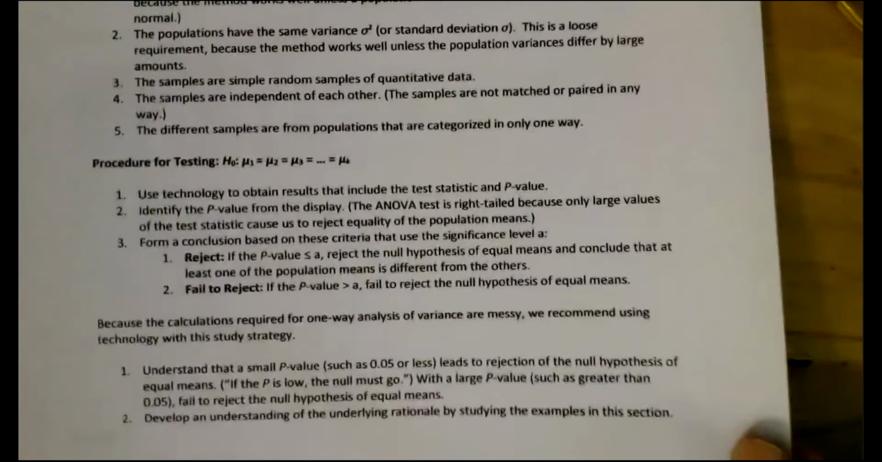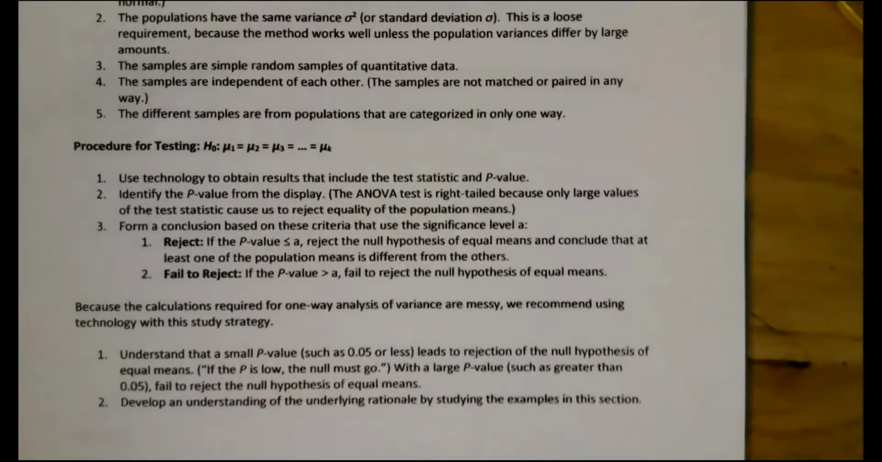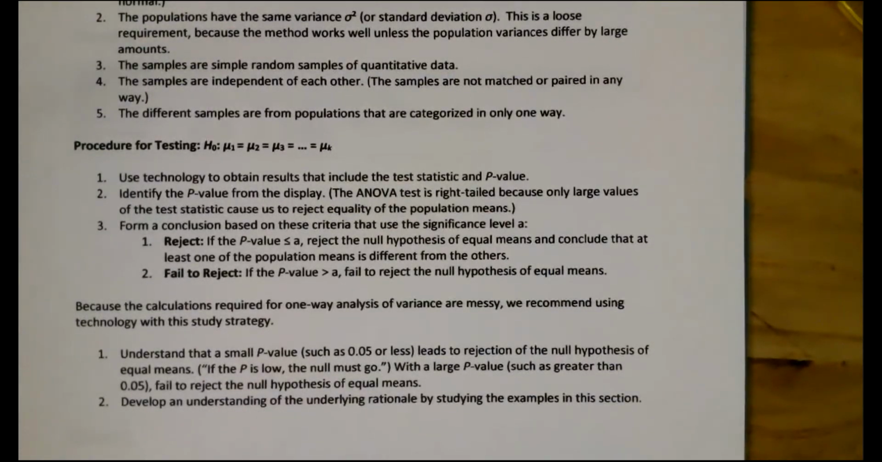All right, the procedure: we're basically going to be using technology to obtain results that include the test statistic and the p-value. Okay, I'm going to show you how to use StatCrunch, because if you're doing your StatCrunch assignment, you have to have StatCrunch or be signed up to it, and it is online, so you don't have to download it on your computer. You can just go to the website and get the results there.